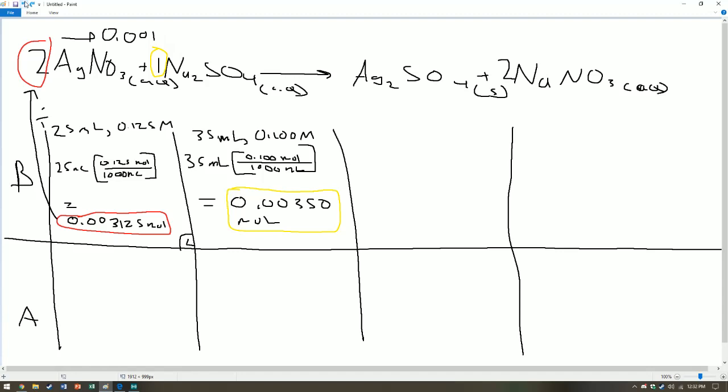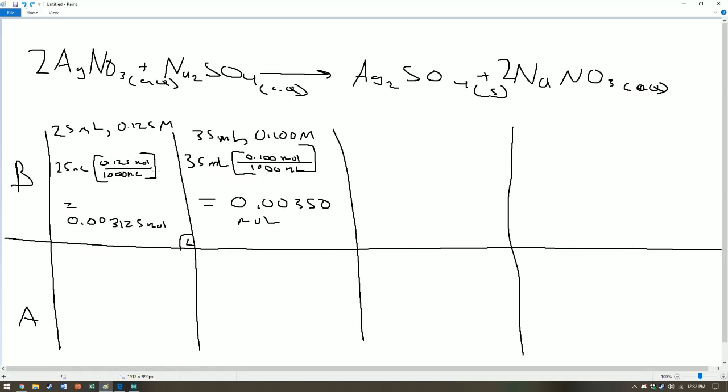Now let me erase some of the stuff I just did. So note that those arrows are gone, and now that I've discussed why things are the limiting reagent, we do all our mole ratios based on the limiting reagent. So we want to know what mass of silver sulfate is produced when we mix it. So again, we can do our mole ratios.